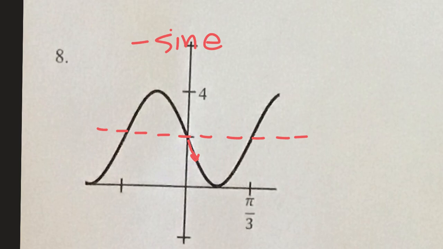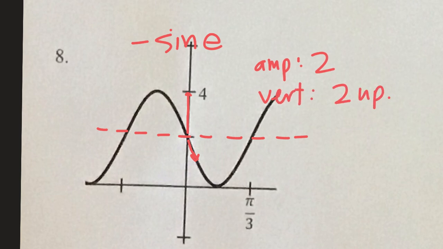So let's do some analysis. This has an amplitude of 2. Okay, it has a vertical shift of up 2 units. Right, notice that your tick mark is 4, which means the middle of 4 and 0 is 2. So 2 units up.